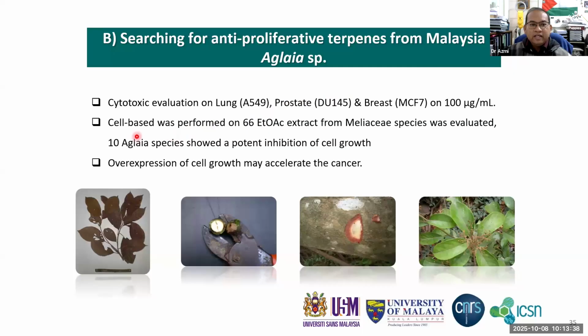We are doing cell-based preliminary screenings of 66 methyl acetate extracts from Meliaceae species, and 10 of them show good inhibition of cell growth for lung cancer, prostate cancer, and breast cancer at a concentration of 100 micrograms per ml. It's good. At least from this basis, we can start to narrow down our research.